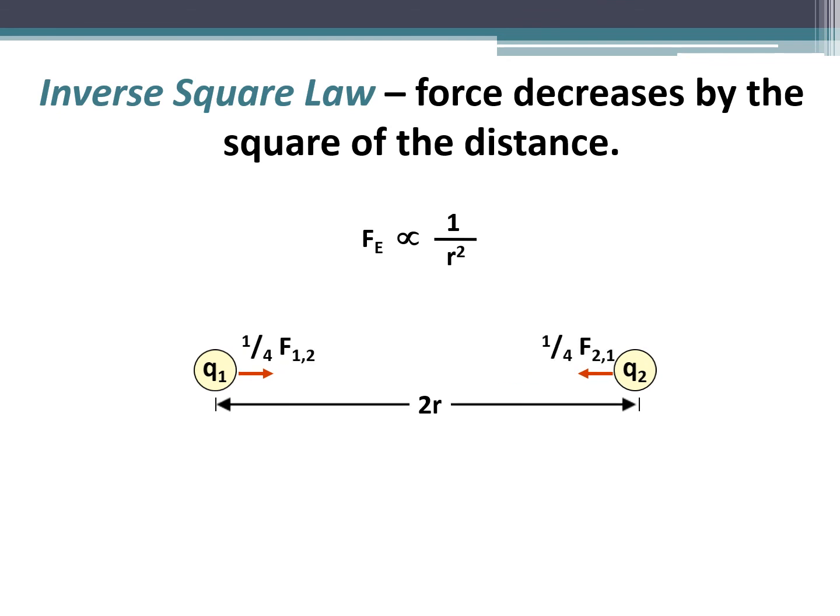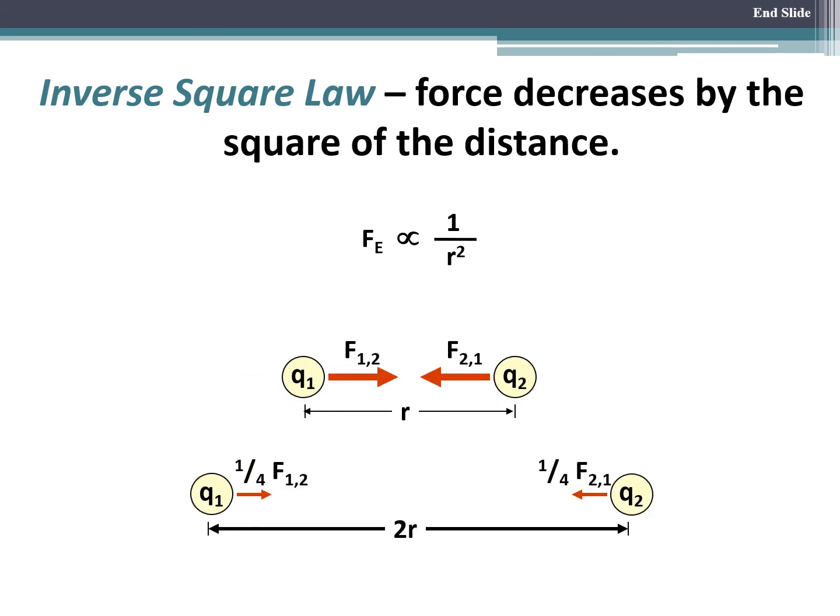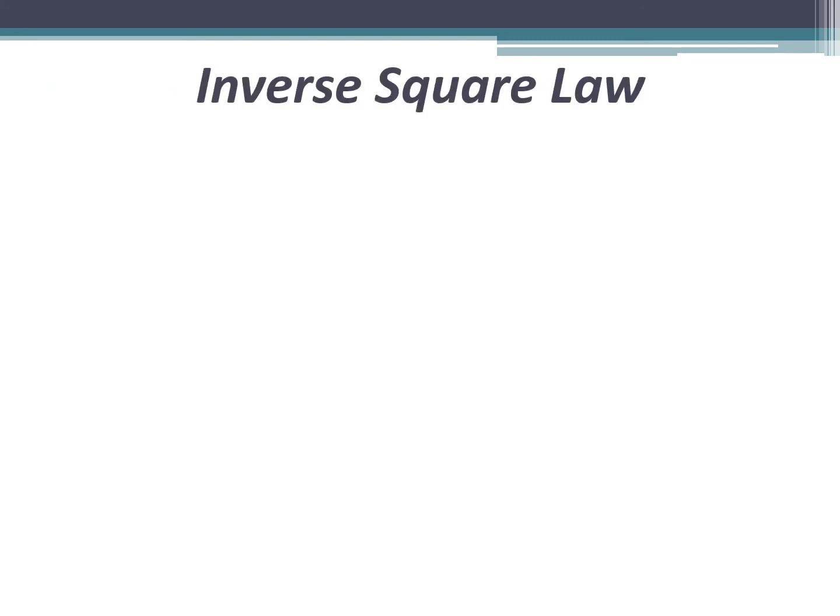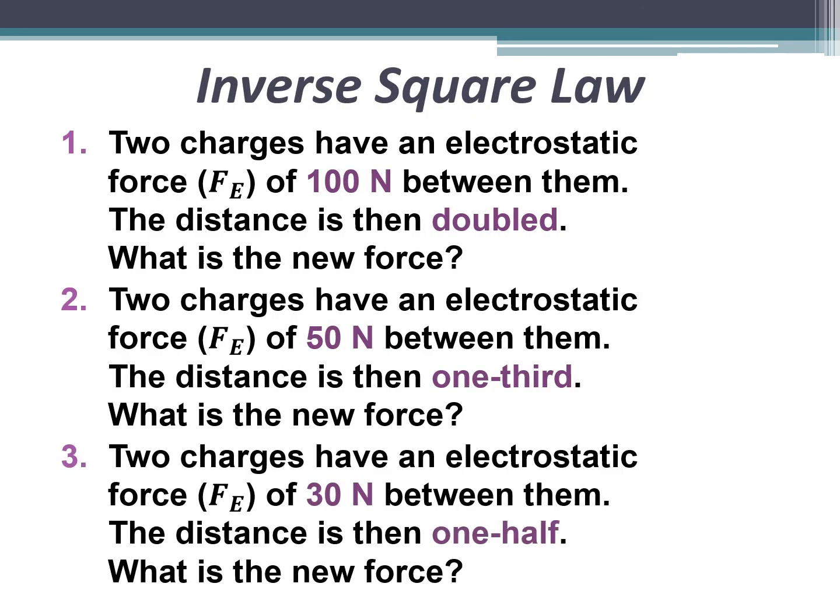Now think about that. Twice the distance, 2 times the distance, the inverse of that is 1/2, and then 1/2 squared is 1/4. So with twice the distance between the two objects, we're going to have 1/4 the force. That's the inverse square law. The inverse square law tells us that when we increase the distance between two electrostatic charges, the electrostatic force will decrease by the square of the distance.